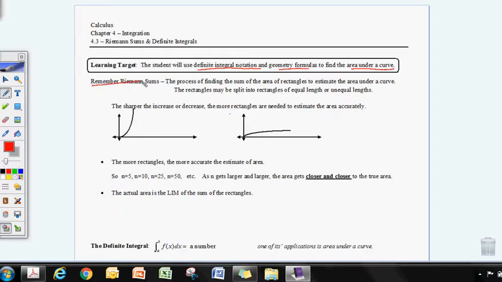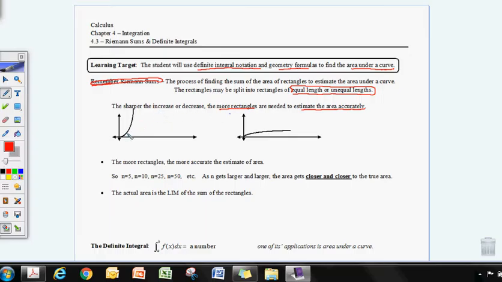I know it says remember Riemann sums is the process of finding the sum of the area under the estimated curve, and the rectangles may be split into equal lengths or unequal lengths. Here is the difference with Riemann sums. You can split them equally or not equally. You'll hear me always say that I will usually try to split them evenly because it makes the math a little bit easier. So the more rectangles, the more accurately you estimate area.